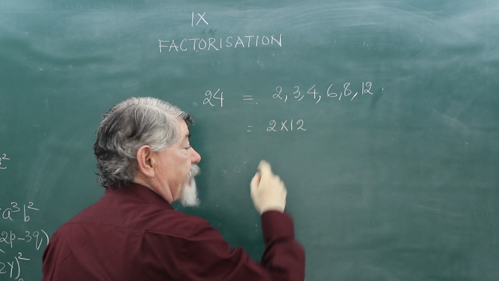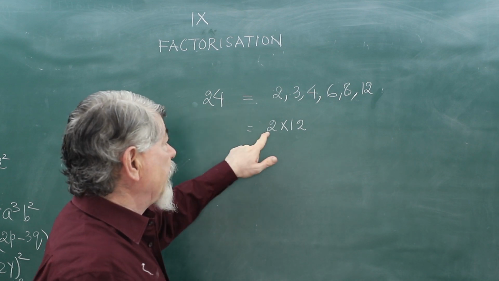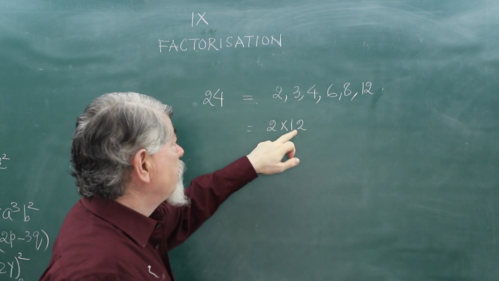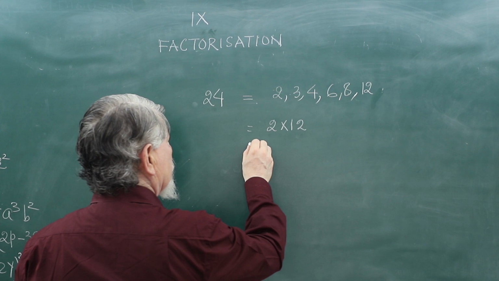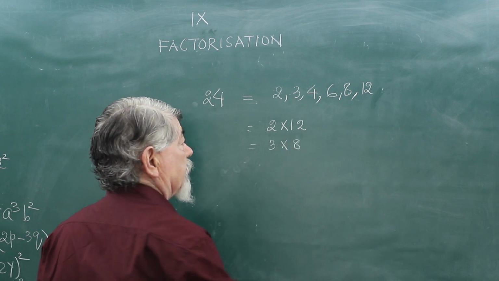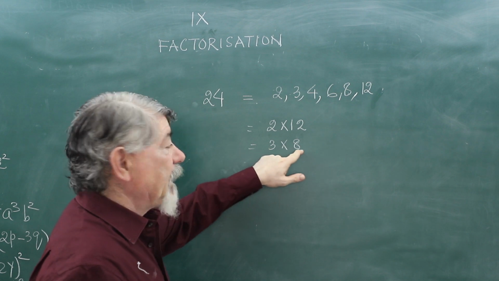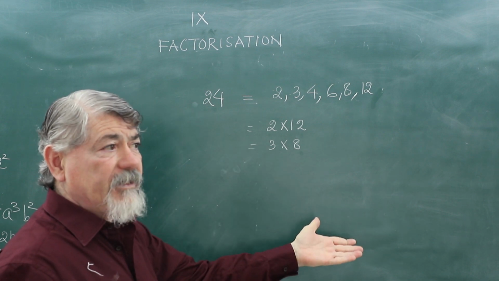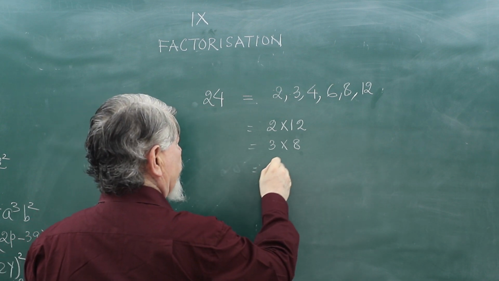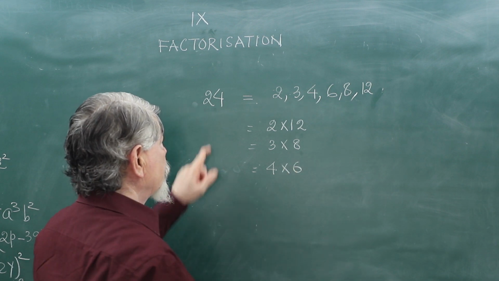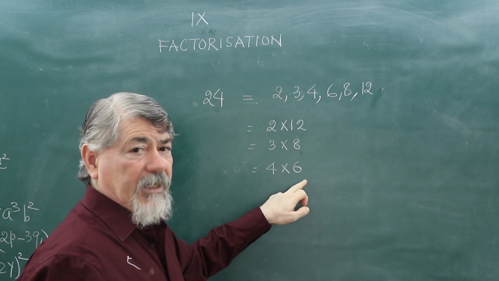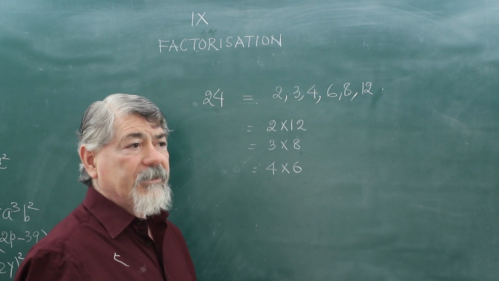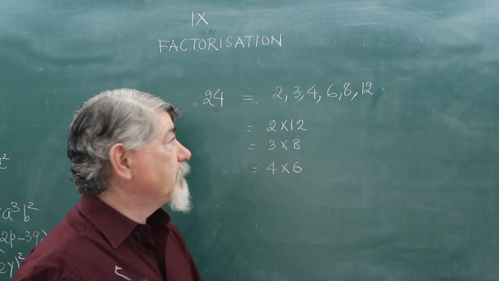So 2 and 12 will become factors, meaning that if I divide 24 by 2, I'll get the quotient as 12. Or if I divide the 24 number by 12, I'll get the quotient as 2. 3 into 8. If I divide 24 by 3, I'll get the quotient as 8. Or if I divide it by 8, I'll get the quotient 3. Remainder in each case will be 0. For example, if I take 4 into 6. So if I divide 24 by 4, I'll get the quotient as 6. Or if I divide 24 by 6, I'll get the quotient as 4. Remainder in each case is 0.